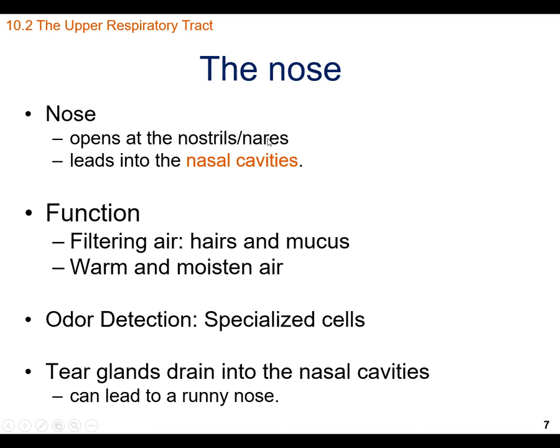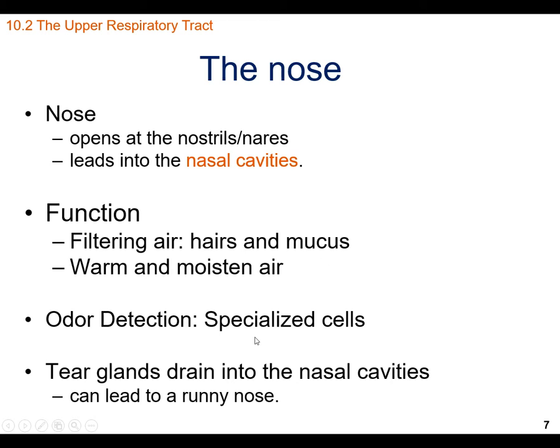The nose opens at the nostrils or the nares and leads into the nasal cavities. Luckily, you have one, so you're familiar with this already. The main function of your nose, though, is to filter air and to warm and moisten it. If you've ever been cleaning in an old attic or working out with a lot of dirt or sawdust, when you go to blow your nose the next day, you'll actually see quite a lot of debris in there.